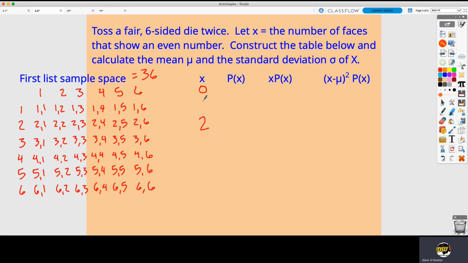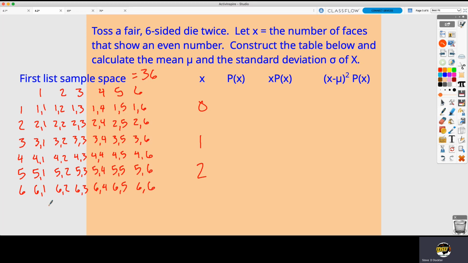A 1. Okay, now, X stands for the number of faces that show an even number. You are rolling 2 dice. The maximum number of even numbers that you could have would be 2. The minimum would be 0, and so on. Now, let me spread these out a little bit more, because our numbers get a little bit bigger here.